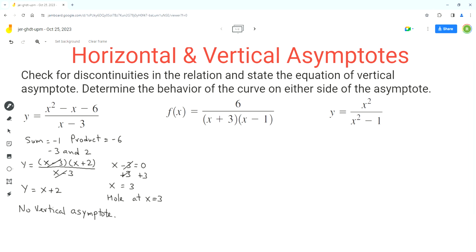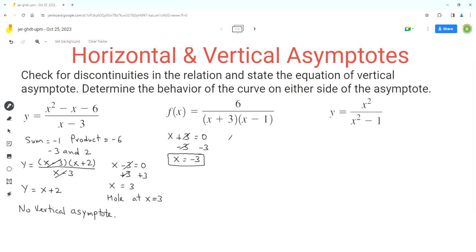So we can find the vertical asymptotes by setting each factor equal to 0. So the first factor is x plus 3. So we'll set it equal to 0. Now we solve for x by subtracting 3 from both sides. So the 3s on the left side get cancelled out. So we get x equals -3. So this is the first vertical asymptote in this function.